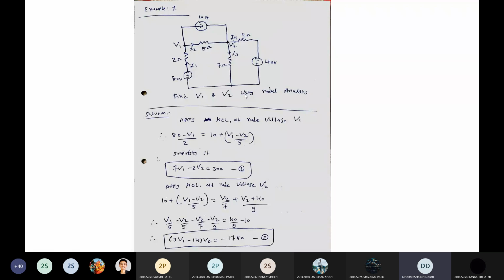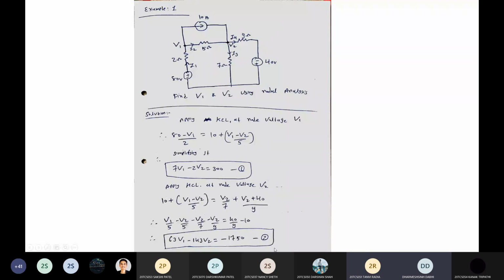What do you get? Equation 2. We have written the answer: 63V1 minus 143V2 is equal to minus 1750. But calculate it yourself and verify whether it is right or not. Sir, V1 equals 59.42 volts.